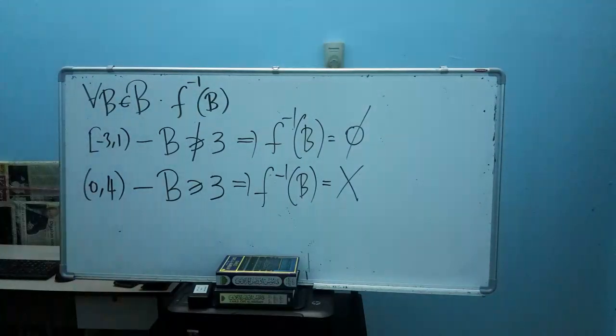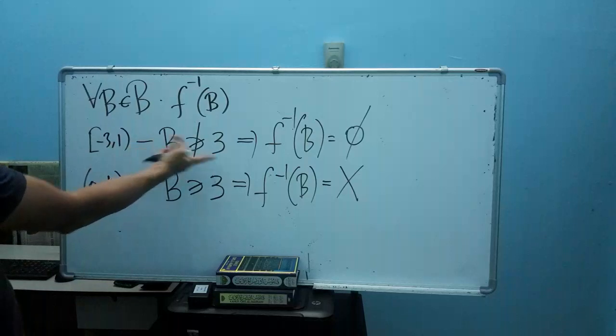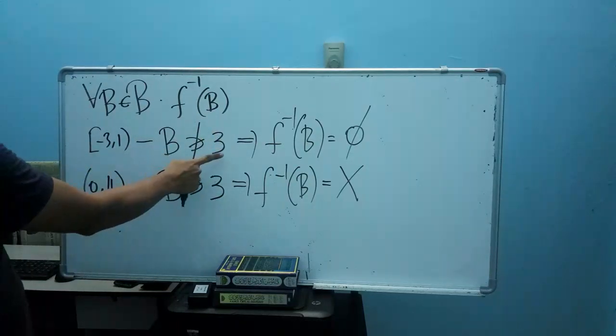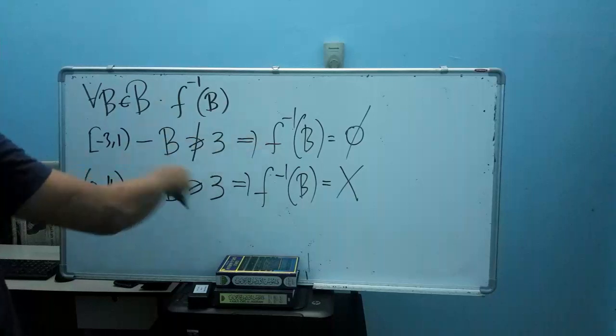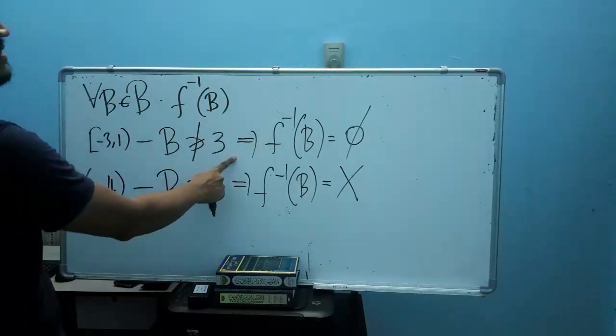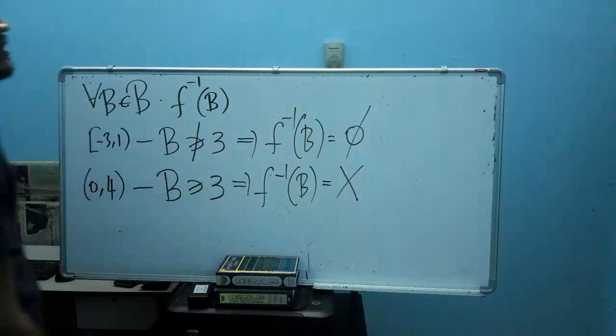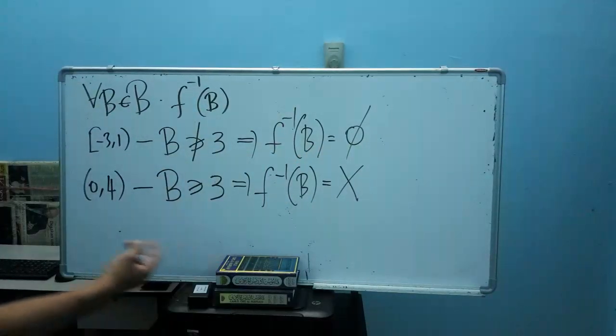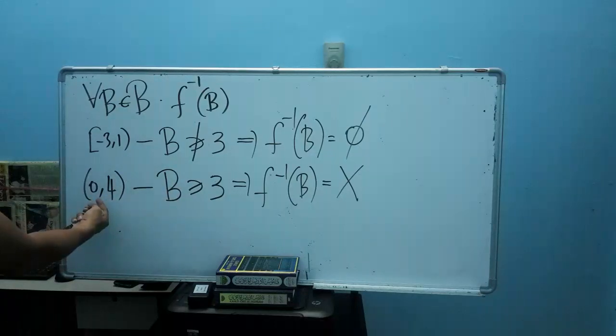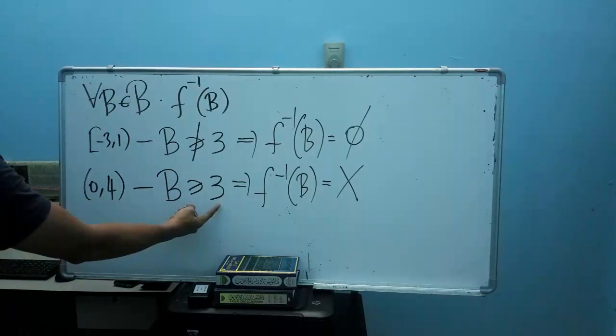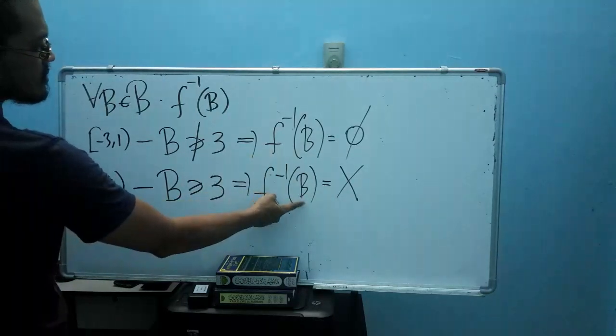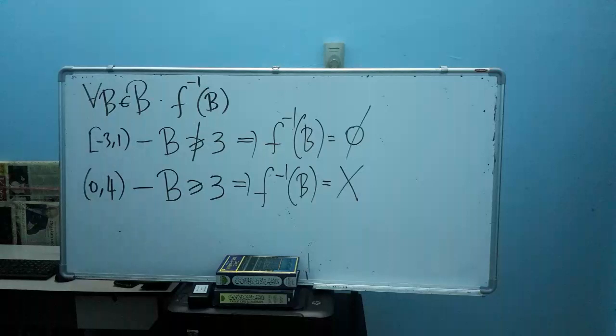If you don't trust me, then I suggest you try to consider 2-3 examples of intervals that don't contain 3, and then try to find the pre-image of all these examples. It will give you the same result, equal to the empty set. Of course, you can also consider 2-3 examples of intervals that contain 3, and when you find the pre-image of these intervals, it will give you the same answer, equal to X. If you don't believe me, you can check.